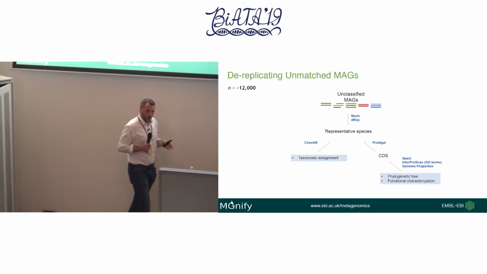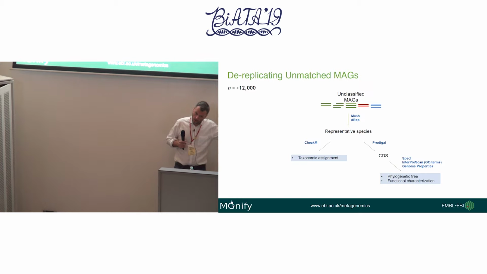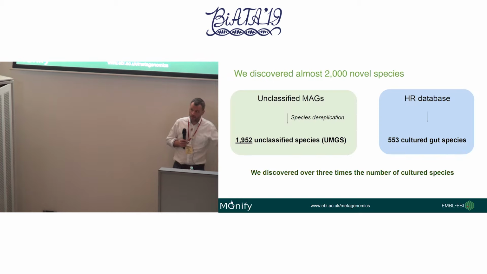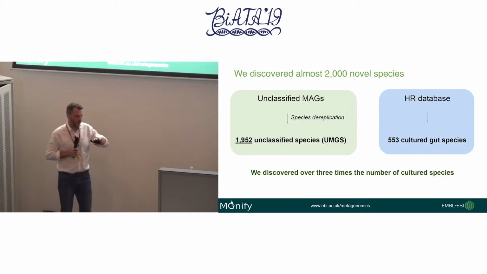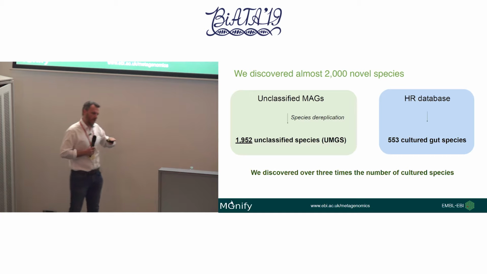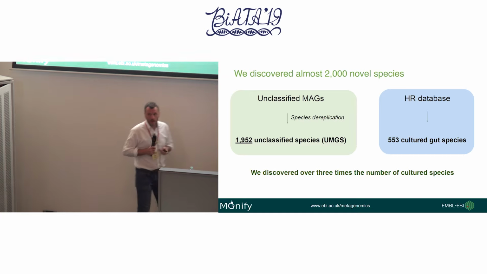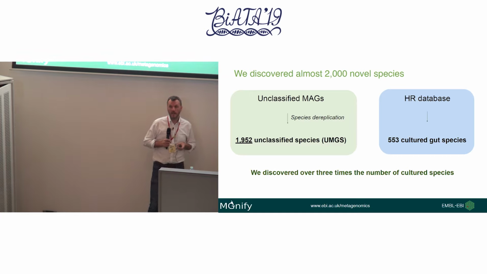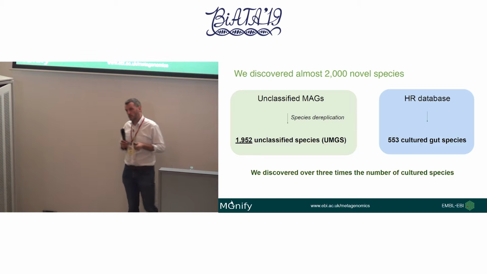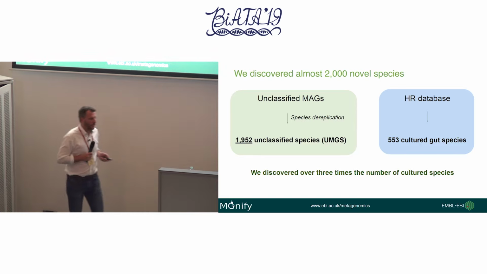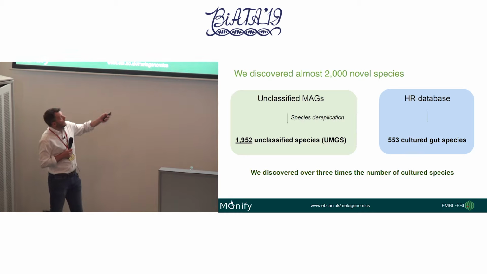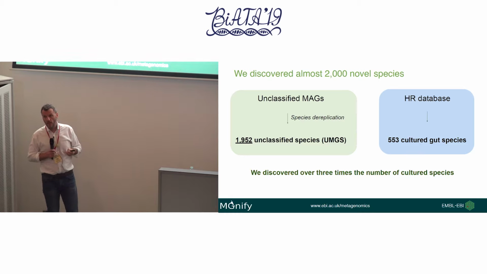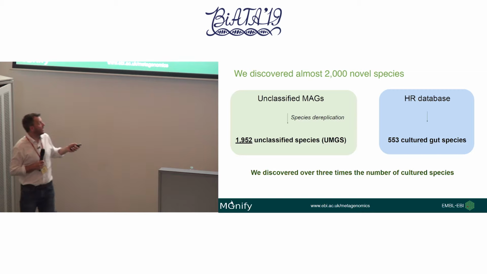To cut a long story short, what I've shown you is for the high quality MAGs. We took the low quality MAGs and added those in afterwards. So we took the high quality in preference and then dereplicated the low quality. And in total, we identified nearly 2,000 novel species, so 1,952 novel species.